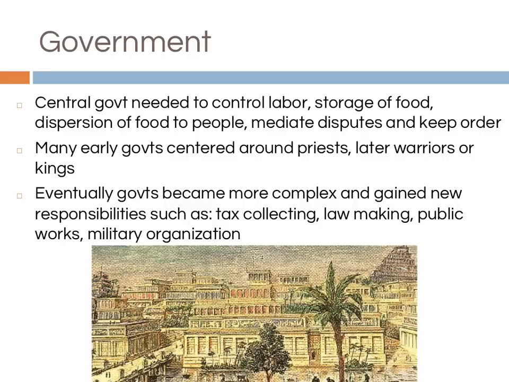We'll talk about that. Eventually, governments became more and more complex and gained new responsibilities, such as tax collection, lawmaking, public works, which is any kind of public building projects, like building roads, building government buildings, ways to control water, all of that. And then military organization. Now, if there are going to be different civilizations, we're going to have conflicts and need to defend ourselves. So all of those things became important aspects of government.